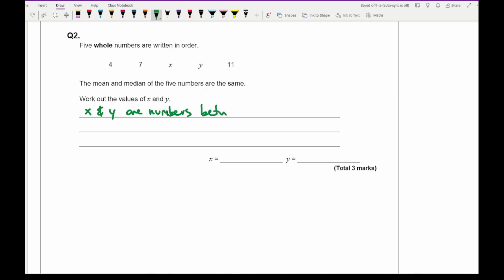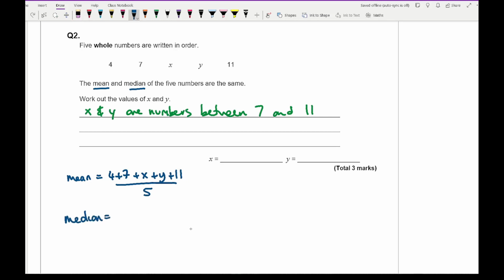between 7 and 11, and what we do know is that if the mean equals the median, then the mean, which is 4 plus 7 plus x plus y plus 11, divided by 5, and the median, if the numbers are written in order, is going to equal x.